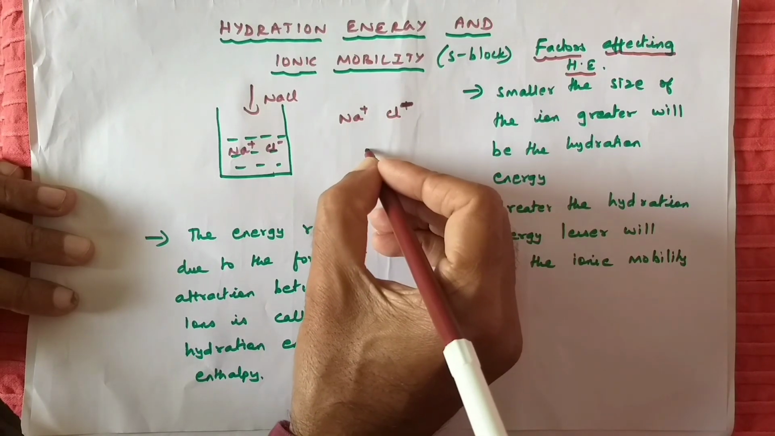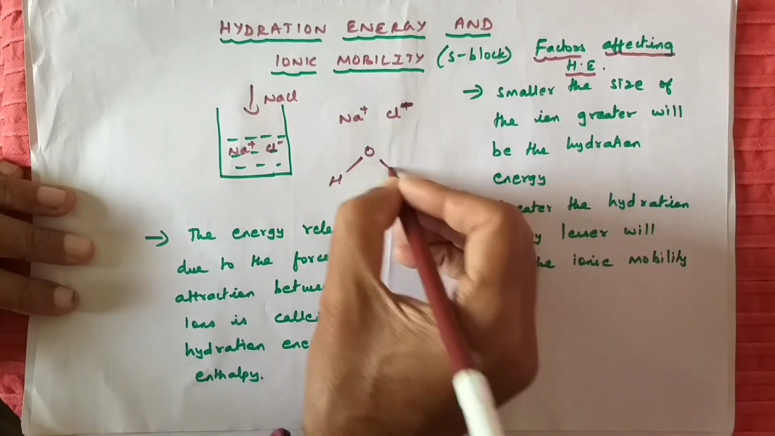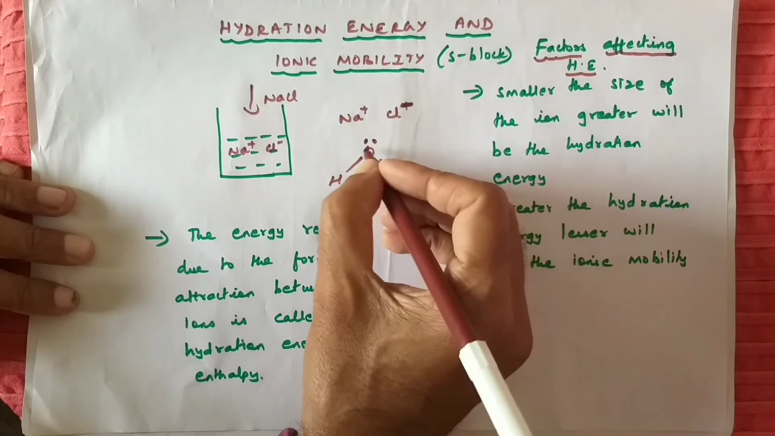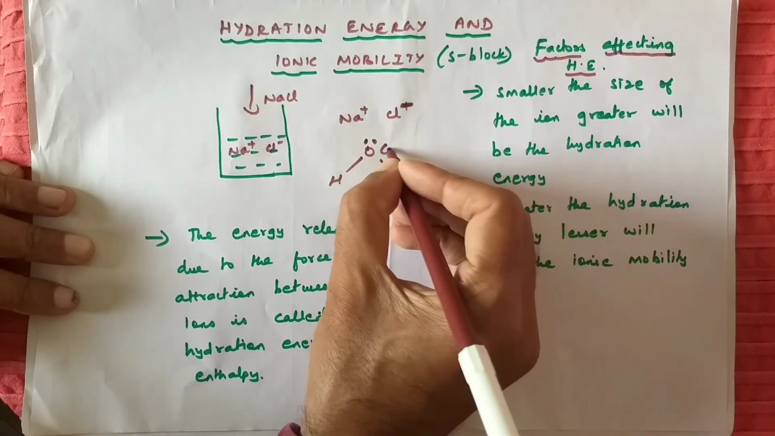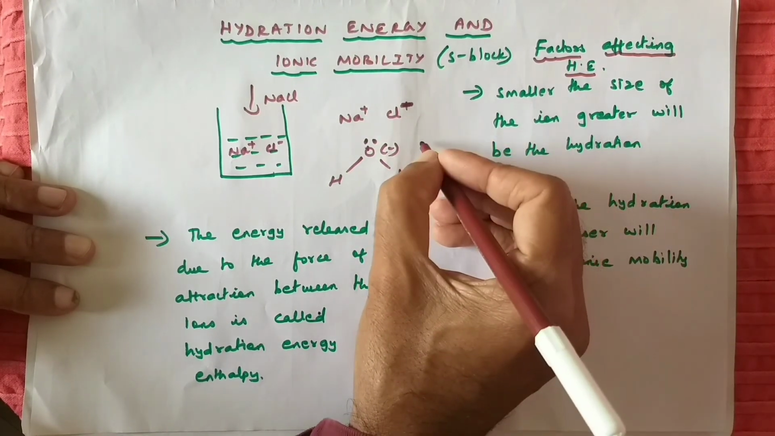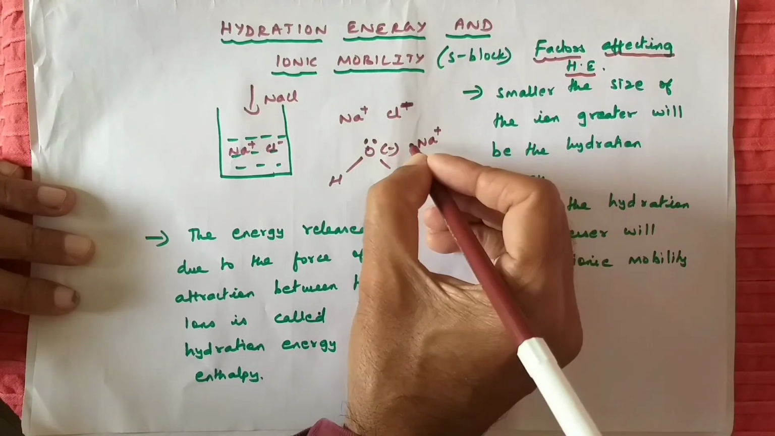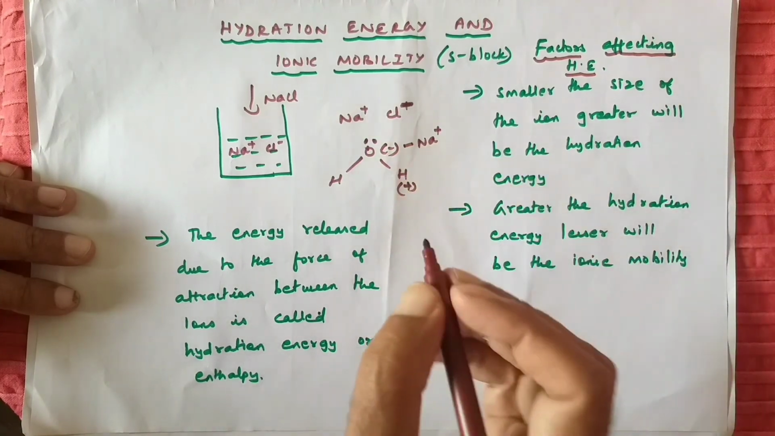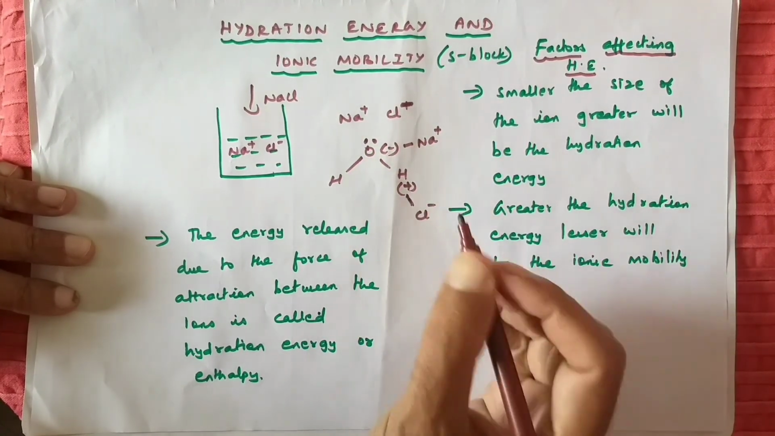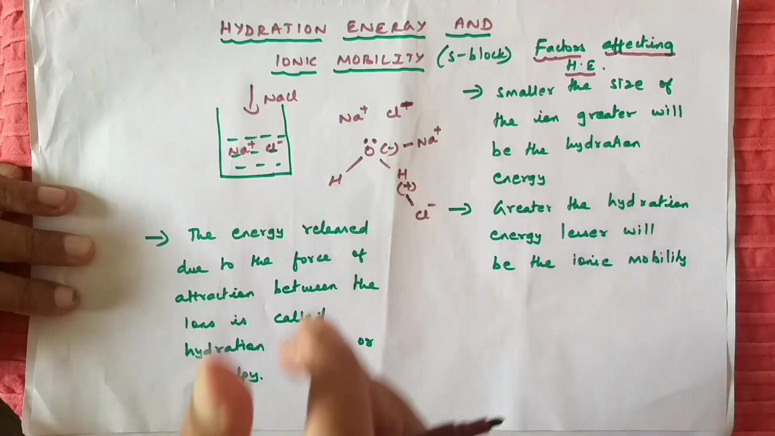Now in the water molecule, we have oxygen, hydrogen and hydrogen. Oxygen has lone pairs of electrons, and because it is electronegative, it will have the negative sign, and hydrogen will have the positive sign. So the Na+ part will get attracted to the oxygen part, and the Cl- part will get attracted to the hydrogen part. This is the basic thing which happens.